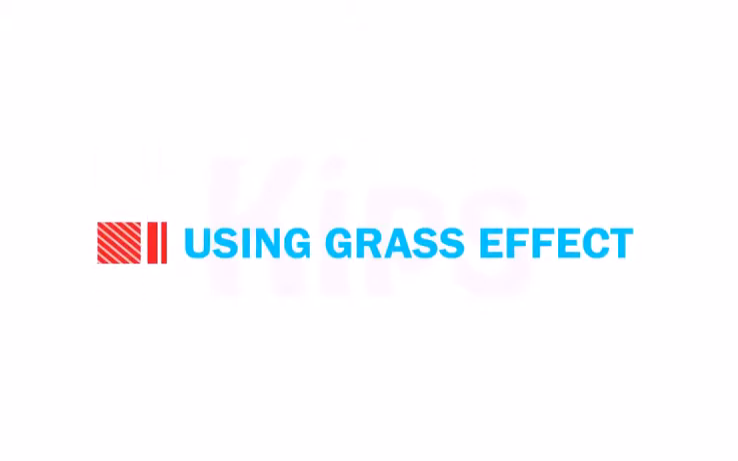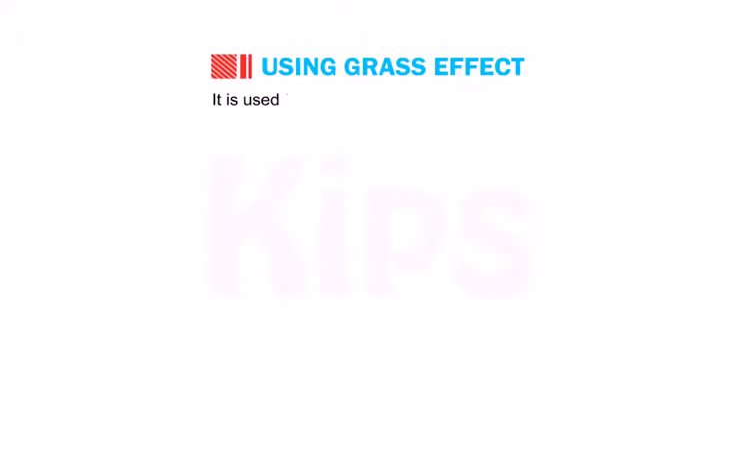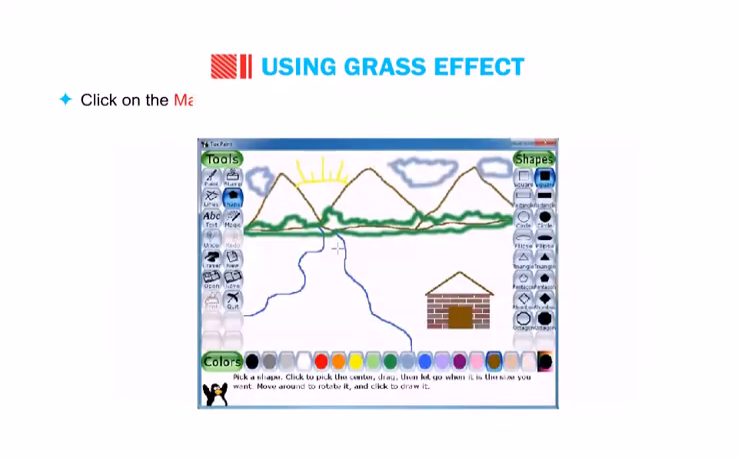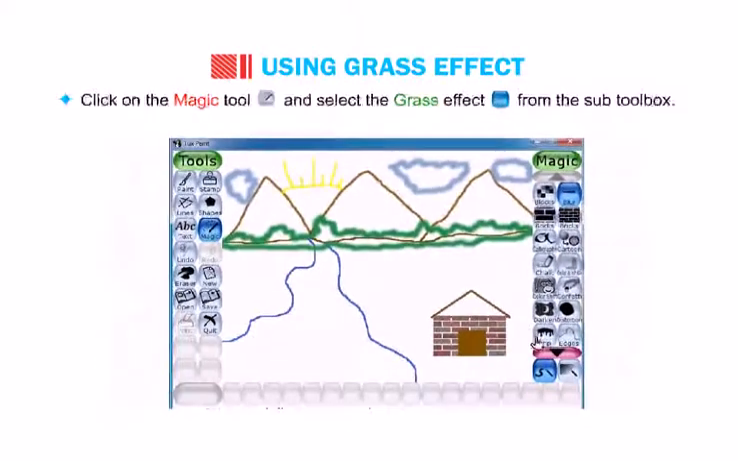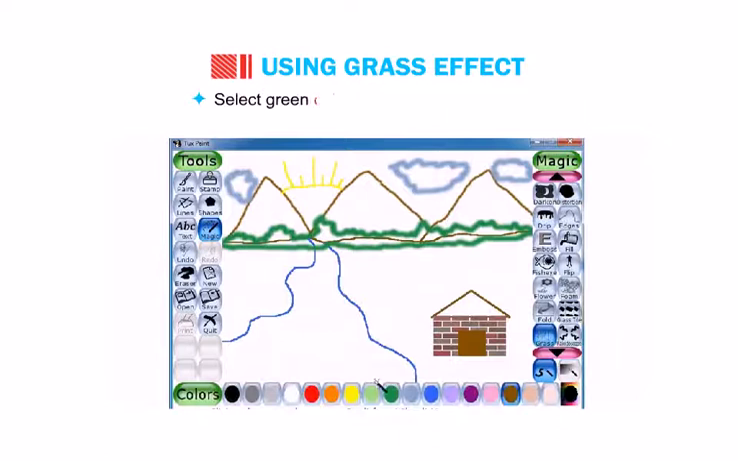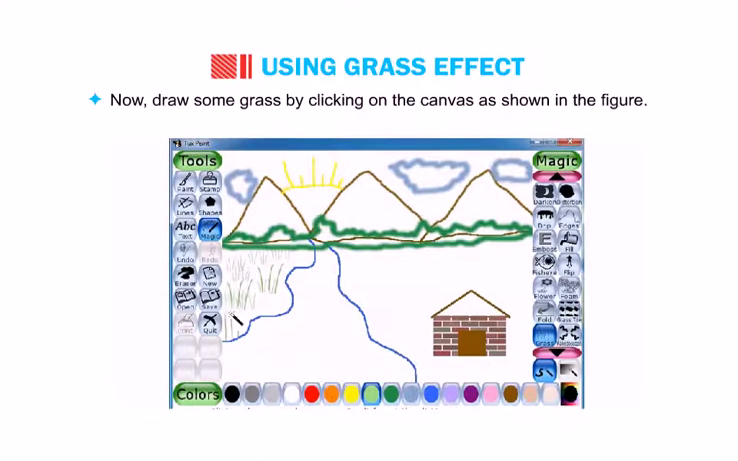Let us now find out how to use grass effect. It is used to give grass effect in a drawing. Click on the magic tool and select the grass effect from the sub-tool box. Select green color from the colors palette. Now, draw some grass by clicking on the canvas as shown in the figure.